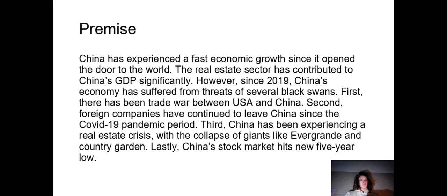The real estate sector has contributed to China's GDP significantly. However, since 2019, China's economy has suffered from threats of several black swans. First, the trade war between the US and China. Second, foreign companies have continued to leave China since the COVID-19 pandemic. Third, China has been experiencing a real estate crisis with the collapse of giants like Evergrande and Country Garden. And lastly, China's stock market has hit new 5-year lows.